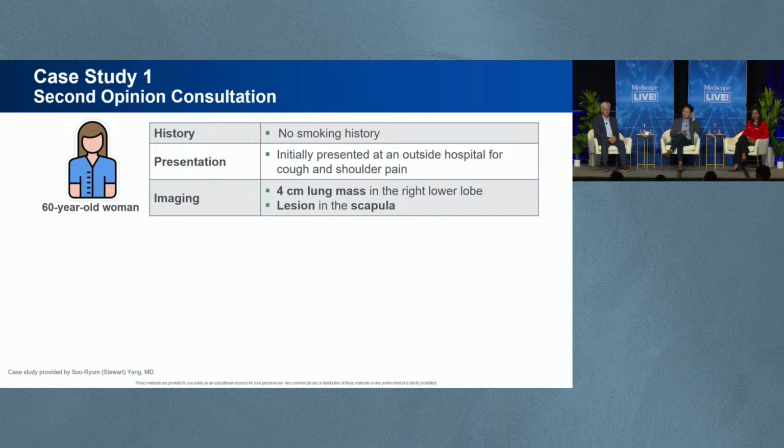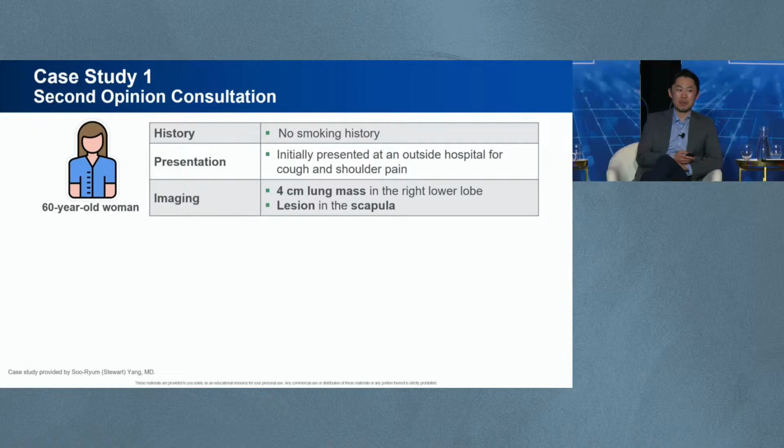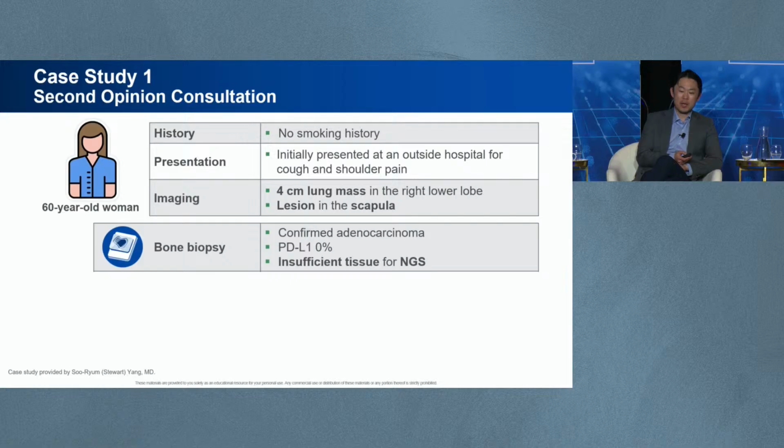Yeah, sure. So this is a case of a second opinion patient who comes to your clinic for second opinion consultation. And so this is a 60-year-old woman. She has no prior smoking history. She initially presented at an outside hospital with just non-specific symptoms like cough and shoulder pain. And unfortunately, imaging revealed a large 4-centimeter lung mass in the right lower lobe and also a lesion in the scapula. And so they went ahead and actually did a biopsy of the bone, and it confirmed adenocarcinoma, confirmed stage 4. PD-L1 was performed. It was 0%.